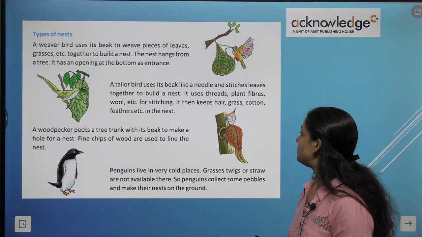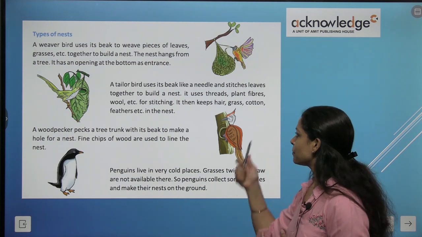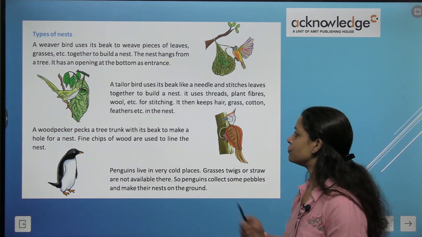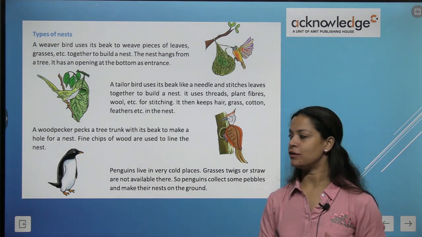It uses threads, plant fiber, wool, etc. for stitching. So this is so interesting. It then keeps hair, grass, cotton, feathers, etc. in the nest. So this again is such a beautiful natural phenomenon.